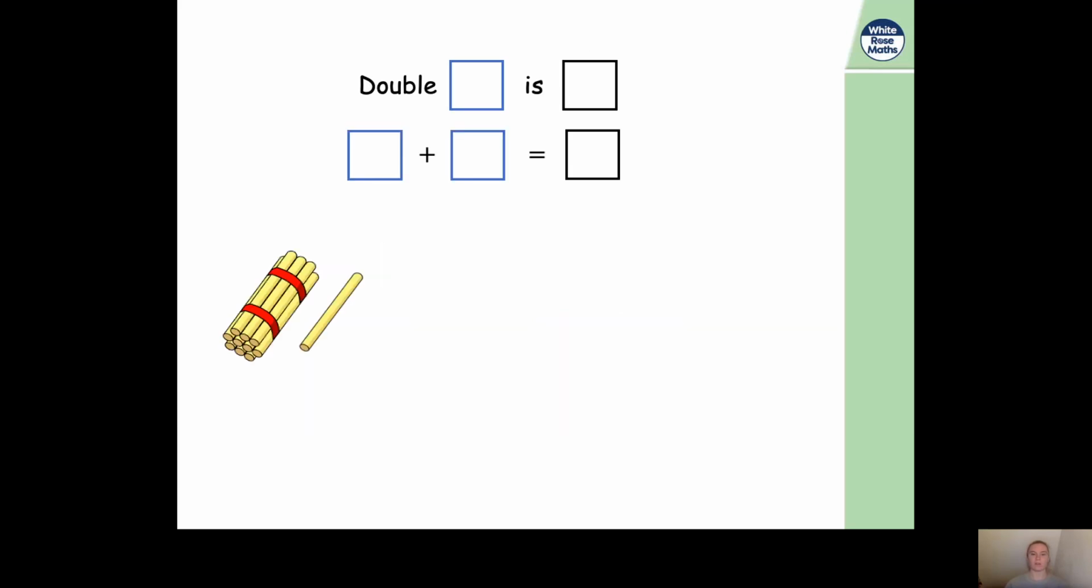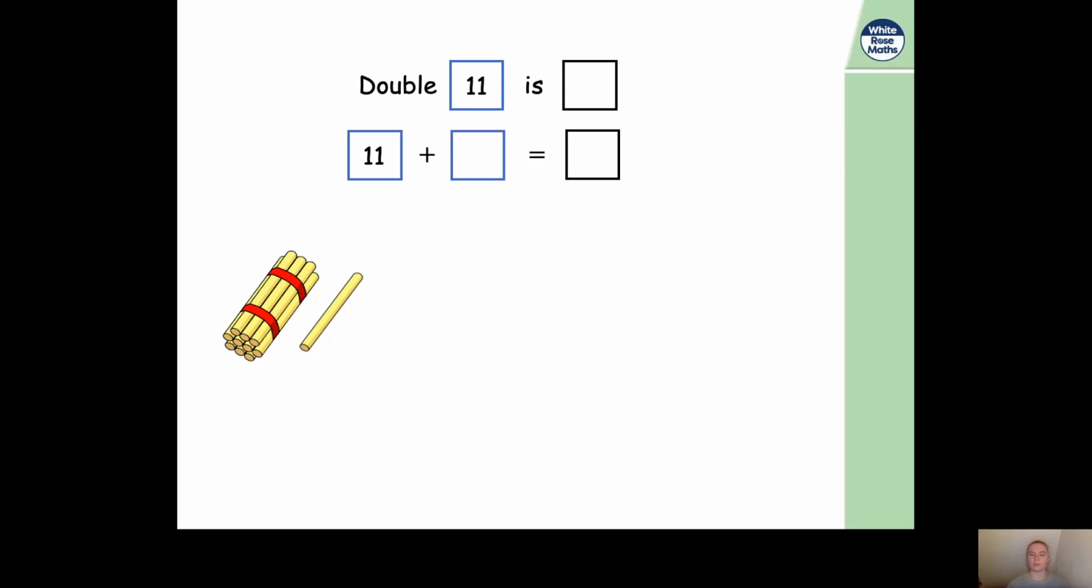Now this one's a bit trickier this time. Can you remember how many straws are in one bundle? Yes, that's right. There's 10. There are 10 straws in a bundle. So we've got one bundle and we've got one left over. So what number are we going to be doubling? What's 10 plus 1? Yes, we're going to be doubling 11 now.